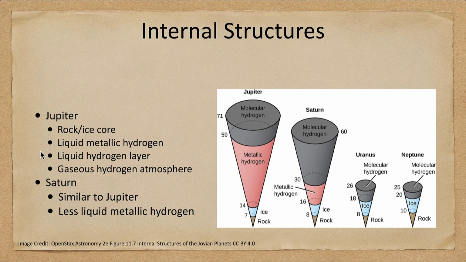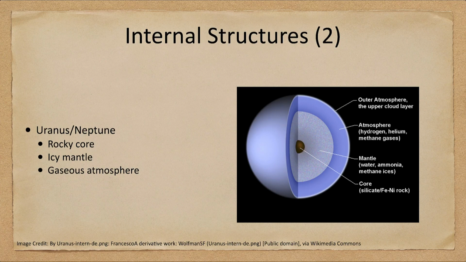Now, how about the outer two? Let's look at them in a cutaway like this. We see that they do have that rocky core. Again, nothing we could ever reach. There is far too much material and too much density and pressure to make it down close to that. Then an icy mantle, icy material, and the gaseous atmosphere. And again, that is what we see when we look at any of these objects.